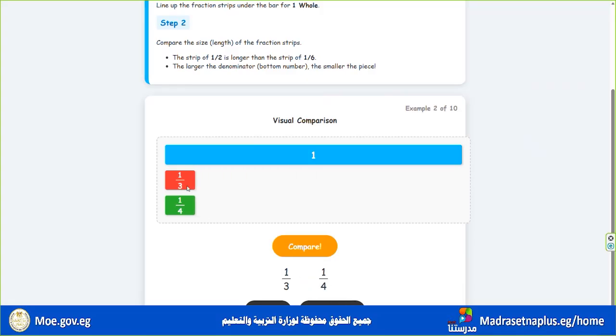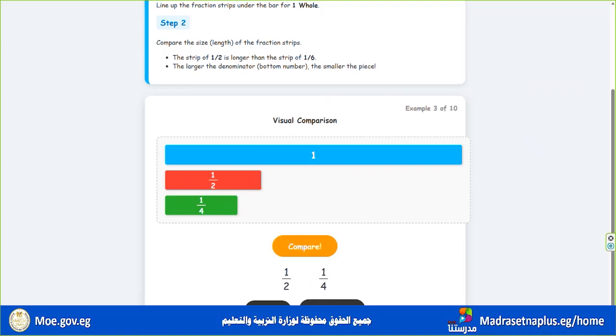Let's get another example. I need to compare between 1/3 and 1/4. That means if we have 1 whole, I can divide it into 3 equal parts and shade one of them. Another 1 whole divided into 4 equal parts and shade one of them. Now let's compare which is larger, 1/3 or 1/4. You can see 1/3 is greater than 1/4.